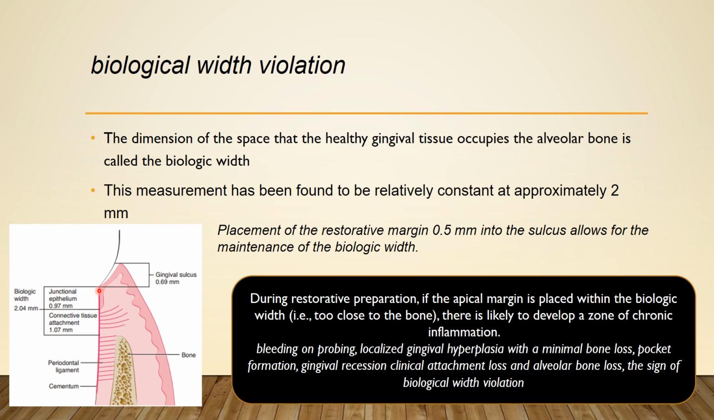And if it progresses, it can lead to pocket formation, gingival recession, clinical attachment loss, and alveolar bone loss. So these are the signs of biological width violation. This space will be maintained by the loss of bone. So that is the result of biological width violation.